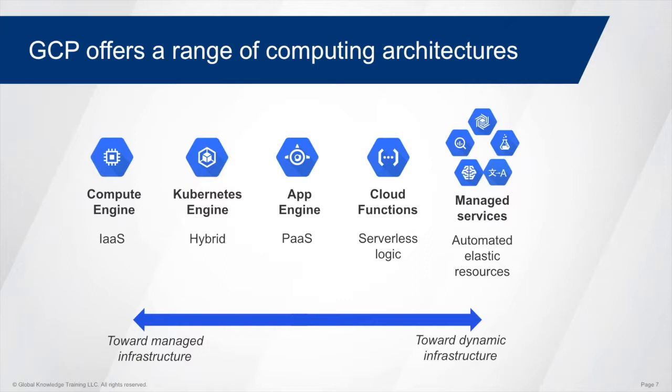You also have the option of going kind of halfway between IaaS and PaaS into the Kubernetes engine, which is considered a hybrid model. Moving further to the right, you can move all the way into the PaaS space with App Engine, which makes your applications extremely easy to deploy and scale.